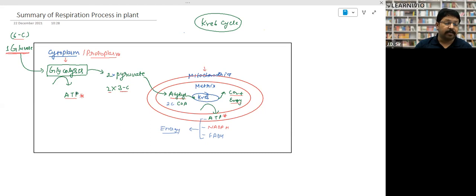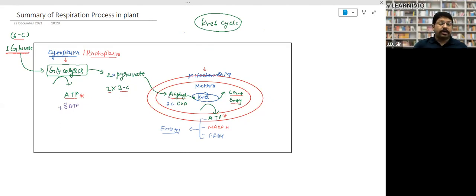During this process, ATP is produced, and the process takes place in the protoplasm, cytoplasm, right? During glycolysis, a net gain of 8 ATP will take place. Now it is converted into pyruvate. Pyruvate is a 3-carbon compound. Now this pyruvate can easily enter into the mitochondria.